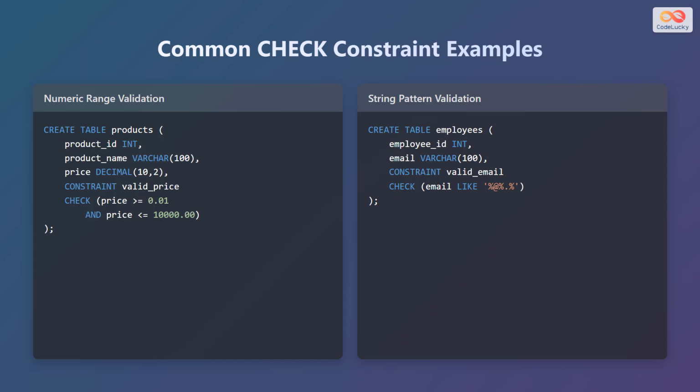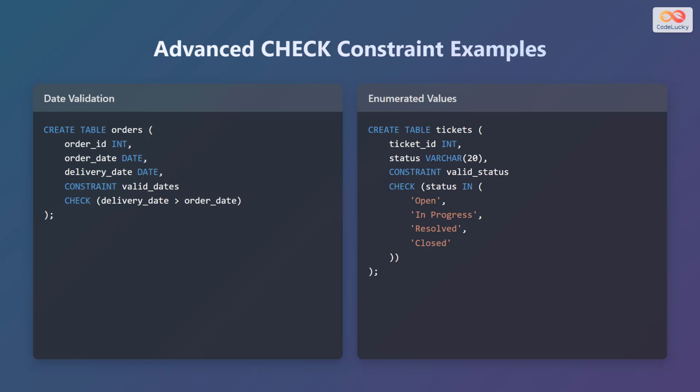Next, let's look at how to validate string patterns. For example, create a table named Employees with EmployeeID of integer type, and email of variable character type with a length of 100. Add a constraint named valid_email, and check if the email is like some characters followed by @ symbol, followed by some characters, followed by a dot, followed by some characters.